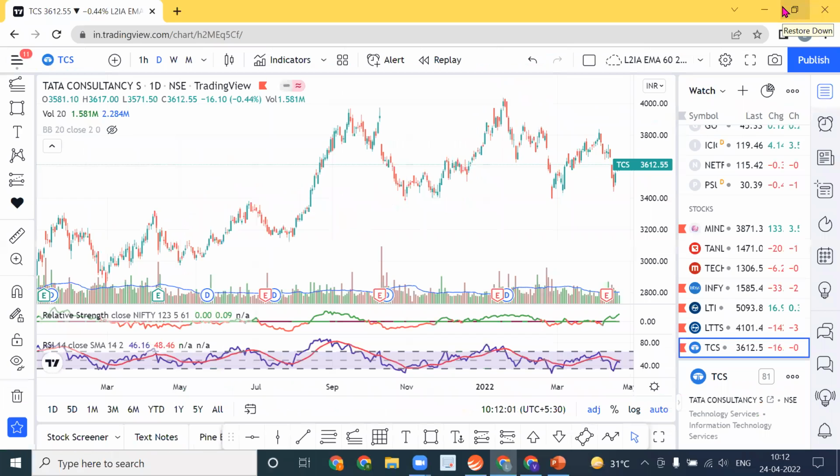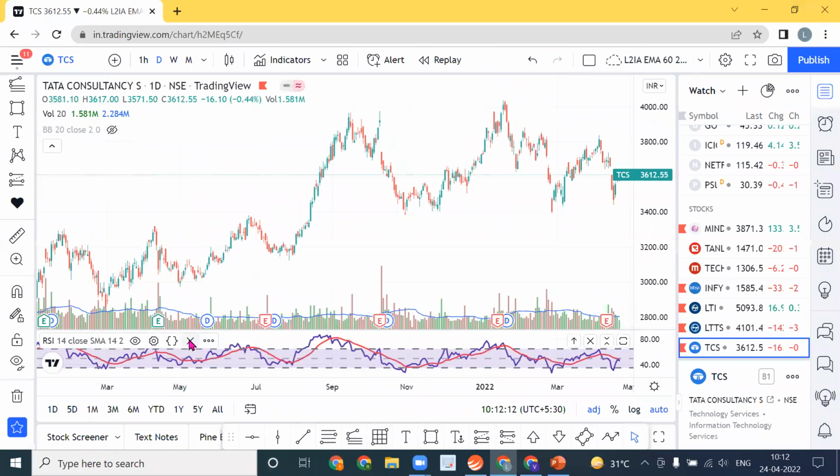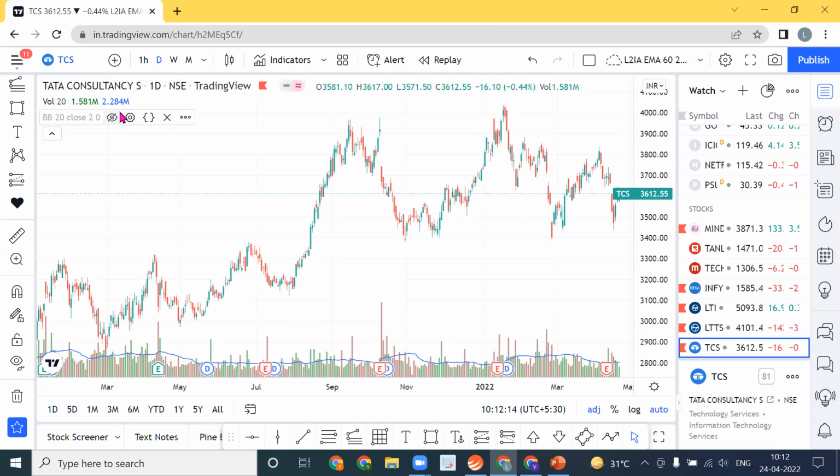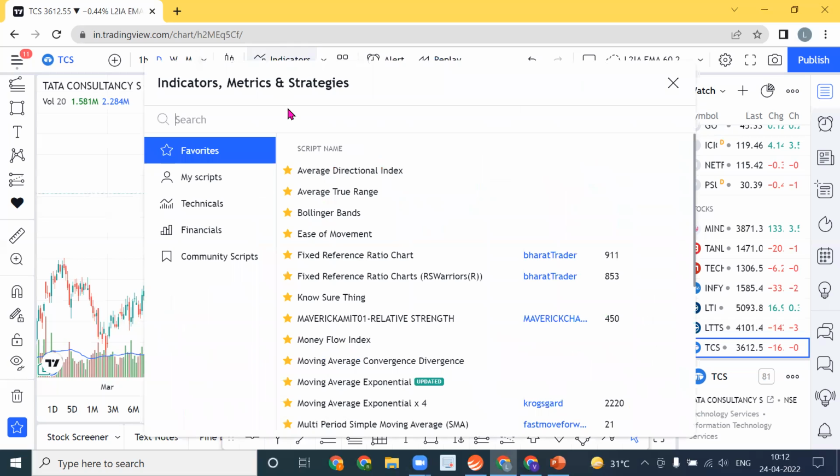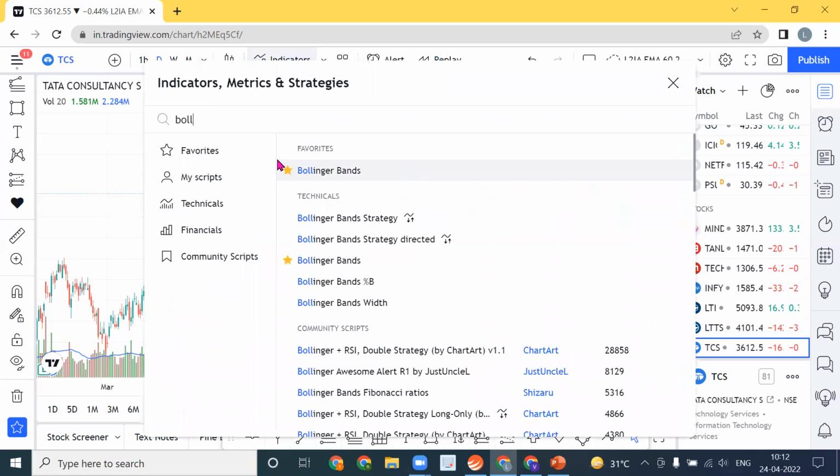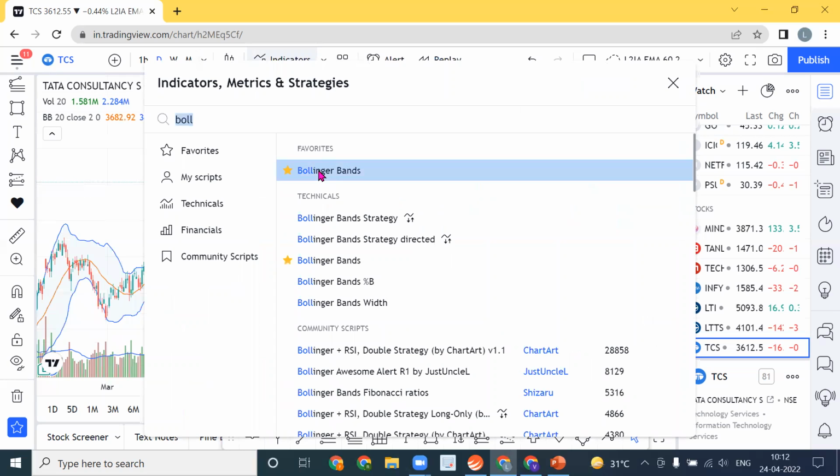So I want to show you how to add the indicators. First thing I'll do is remove the indicators one by one and add them. Just now I'm showing you how to add Bollinger Band. So go to indicators. Right here, Bollinger Band. Okay, so I've got the Bollinger Band indicator. Close this.